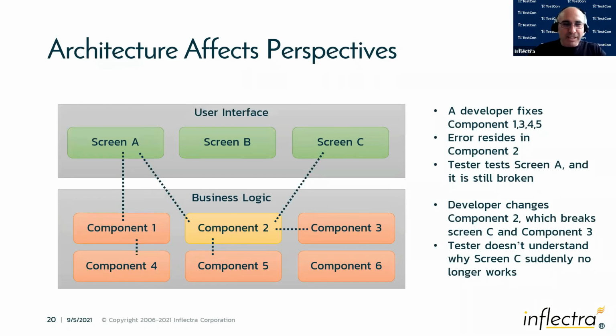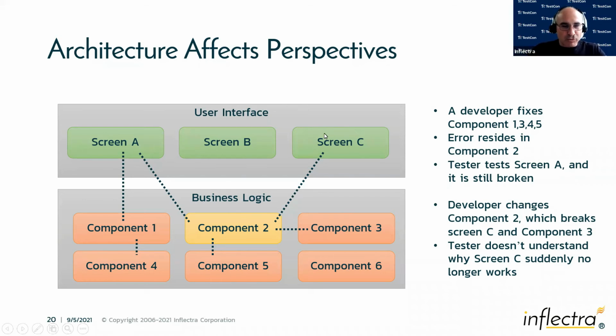And so what happens is, as a developer, you might fix a component. You may fix components 1, 3, 4, 5, and 6, but you left a bug or missed a bug in component 2. Well, component 2 is being used in screens A and C. So even though you fixed almost all the components, what the tester will find is that screens A and C don't work. And this is particularly frustrating if the developer forgets that component 2 is being used in screen C.